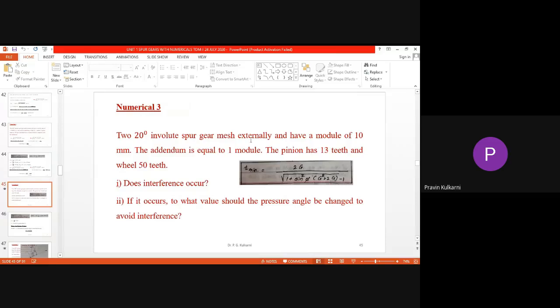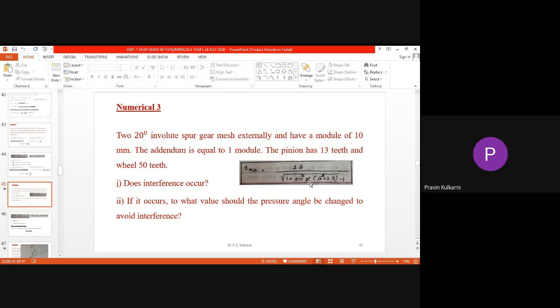20-degree involute spur gears mesh externally and have a module of 10 millimeter. Addendum is equal to 1 module, pinion has 13 teeth, wheel has 50 teeth. Does interference occur? How to check whether interference occurs or not? Basically, remember that the basic methodology to check interference depends on this: if actual addendum is less than max possible addendum, interference will not occur. Or else you have to check minimum number of teeth. If this value exceeds 13, then you can say that interference occurs.